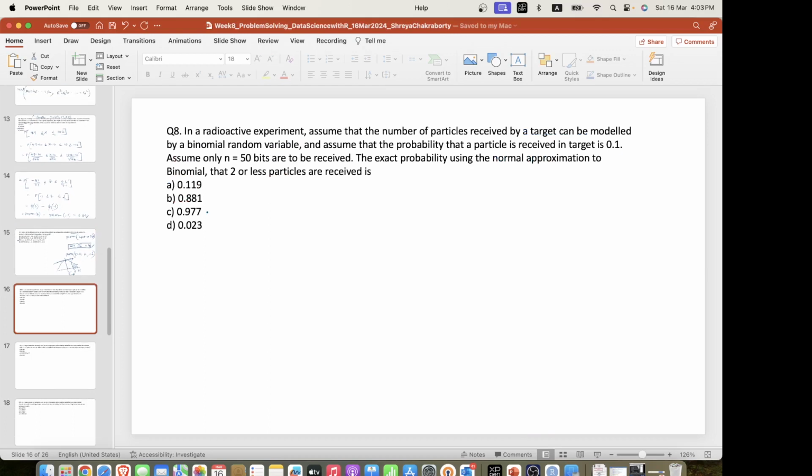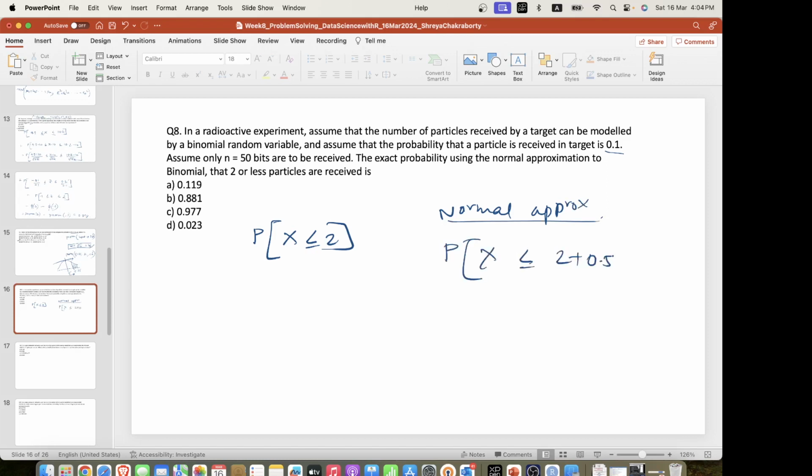Alright, so the question here says, in a radioactive experiment, assume that the number of particles received by the target can be modeled by a binomial random variable, and assume that the probability that a particle is received is 0.1. If n equal to 50 bits are to be received, find the probability, using normal approximation to the binomial, that 2 or less particles are received. This is also a similar question. So we want x less than or equal to 2. Now the normal approximation would be the probability of x less than or equal to 2 plus 0.5.